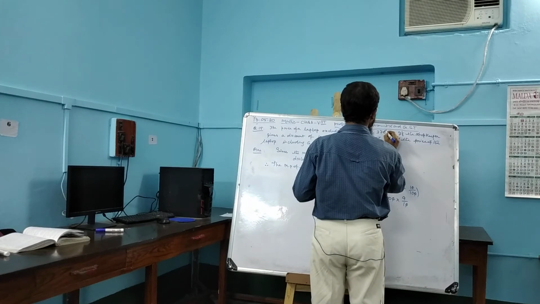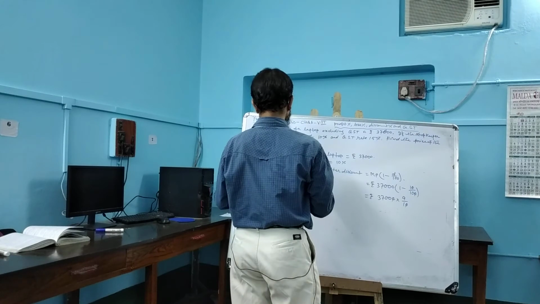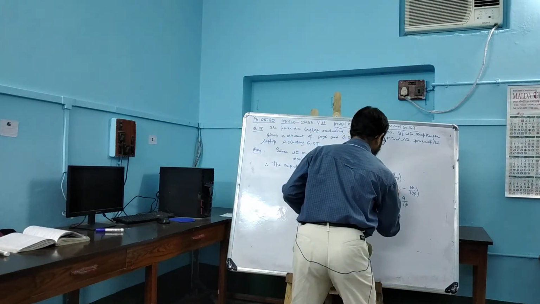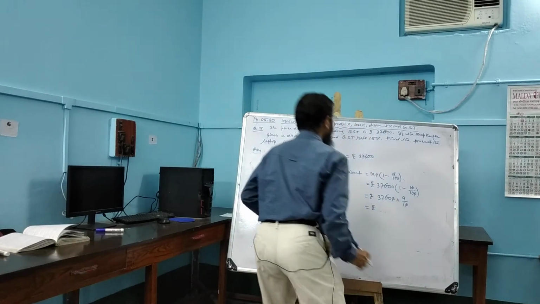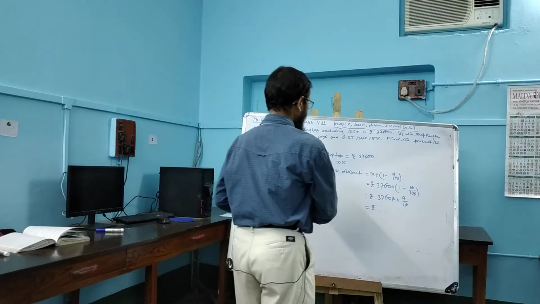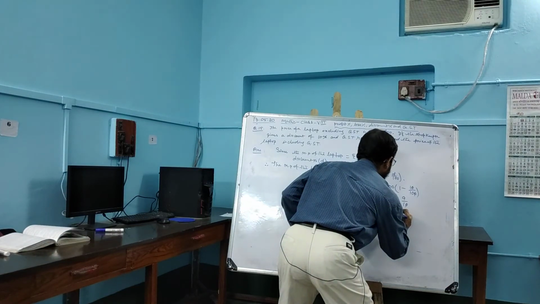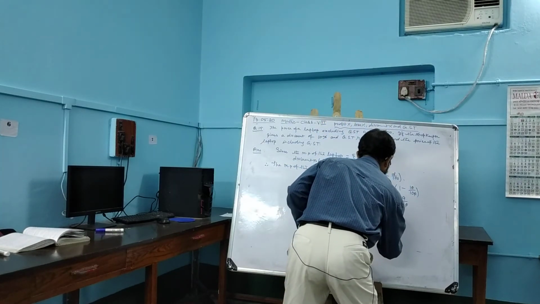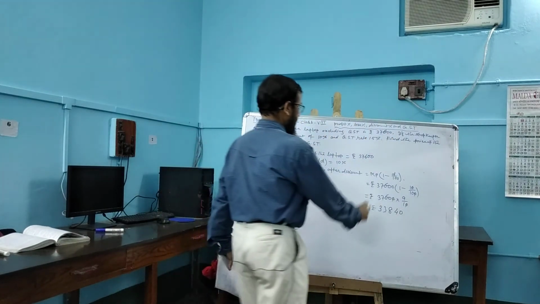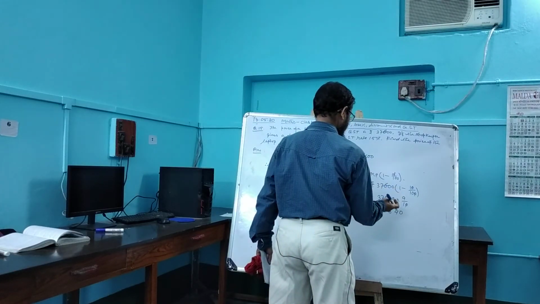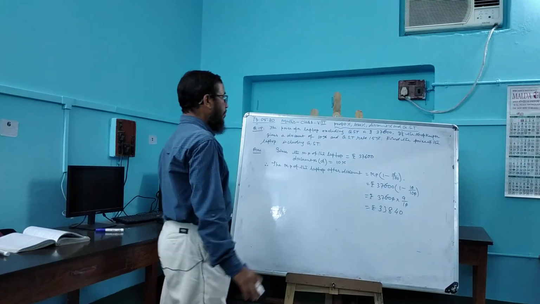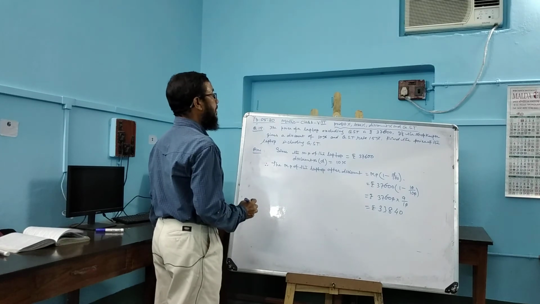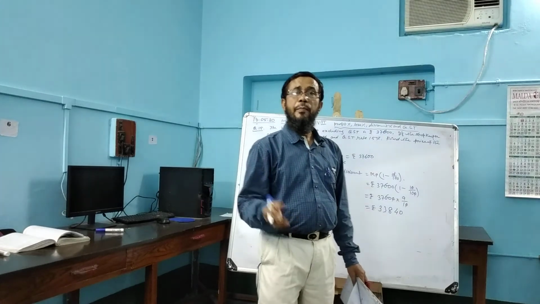That's equal to 33,300. This is the amount. Next, we have to calculate the amount of GST. Now GST will be calculated from mark price after rebate.